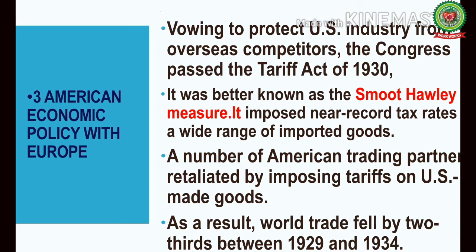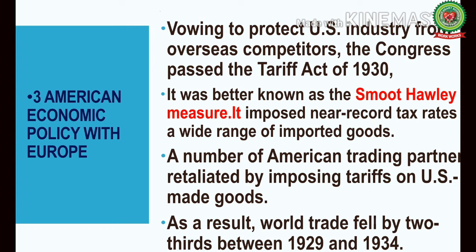The third reason for the economic depression of America in 1929 was American economic policy with Europe. To protect US industry from overseas competition, Congress passed the Tariff Act of 1930, better known as the Smoot-Hawley measure. It imposed near-record tax rates on a wide range of imported goods. The main motive of this tax was to decrease the prices of local American products in comparison to foreign goods, so that Americans would buy American products only, and it would help the American economy to grow. A number of American trading partners retaliated by imposing tariffs on US-made goods.